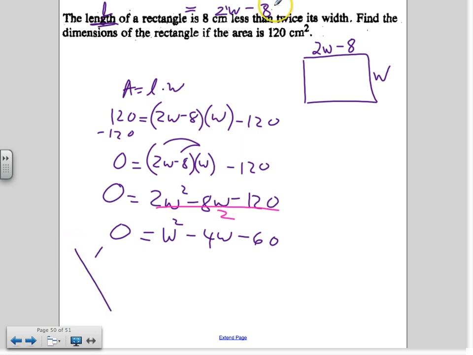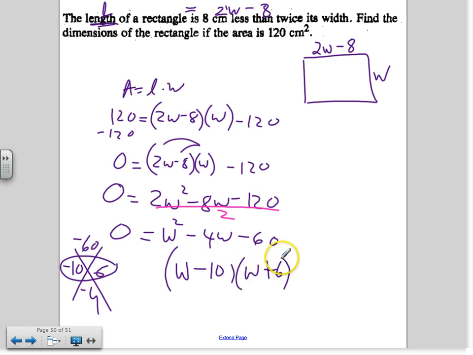Let's box this thing because we know it's not a PST. What do you put on top? Negative 60. Negative 4. What times what would give you negative 60 added to negative 4? Good. Negative 10 and 6. Not negative 6 and 10, right? Because you would get a positive 4 instead. And once again, I can use a shortcut in this one. I can just write W minus 10, W plus 6 equals 0. Don't forget, if you're not certain, do a box on it.